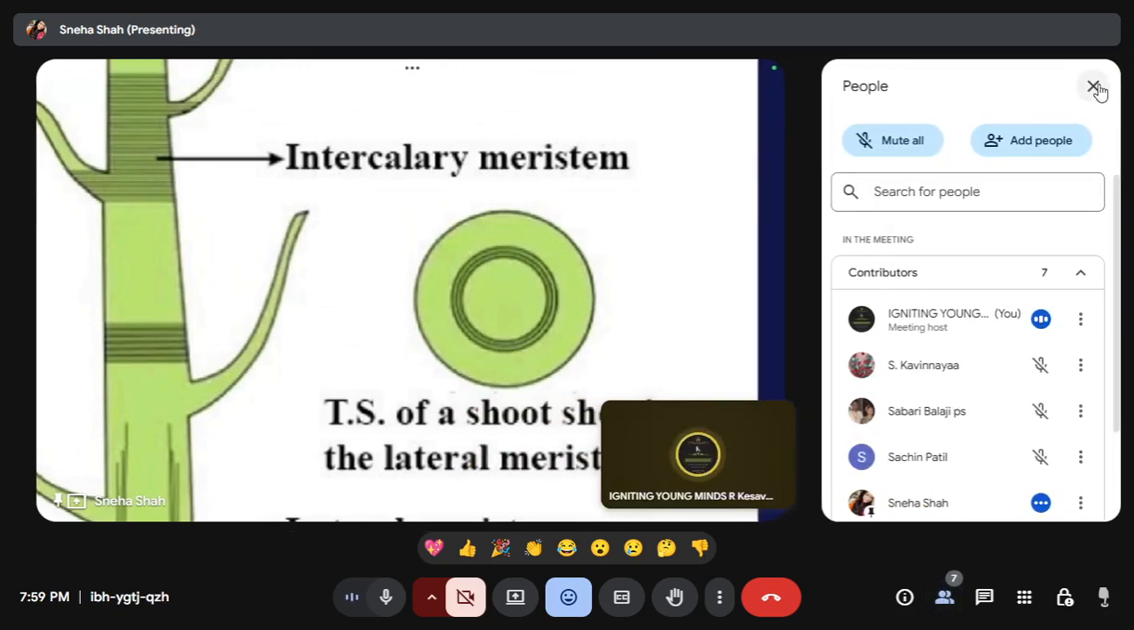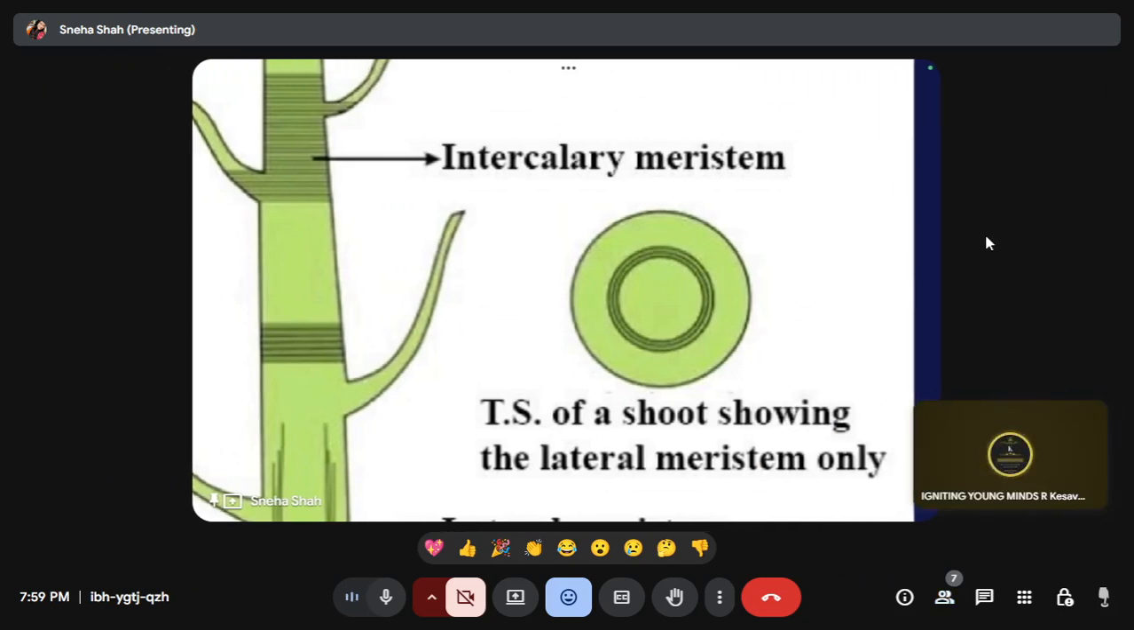But some stems are shallow, madam. Some stems are very strong. For example, papaya. That stem is not very strong. It depends on the presence of layers of tissues. If some plants need less strength, the layers of tissues are less in number. Okay, okay.